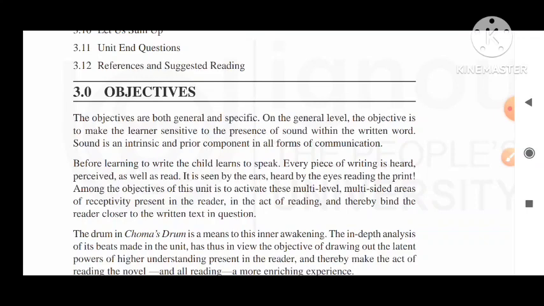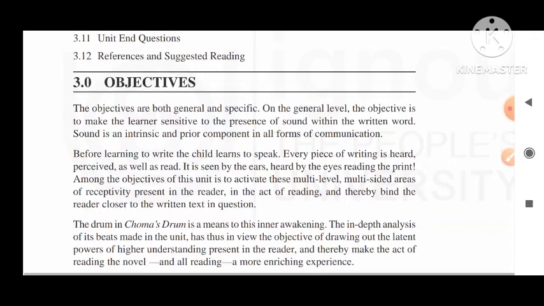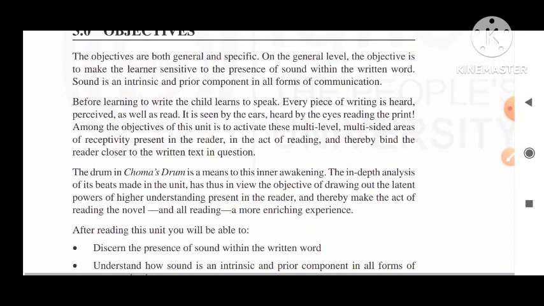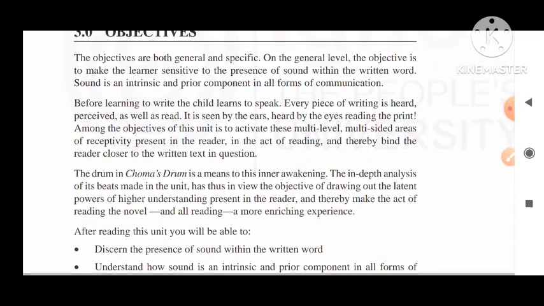Reading the print. Among the objectives of this unit is to activate these multi-level, multi-sided areas of receptivity present in the reader in the act of reading, and thereby bind the reader closer to the written text in question. So this is all about the general level: the objective is to make the learner sensitive to the presence of sound, perception and reception.